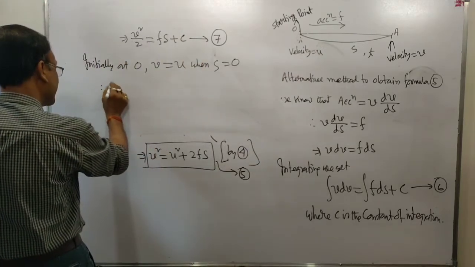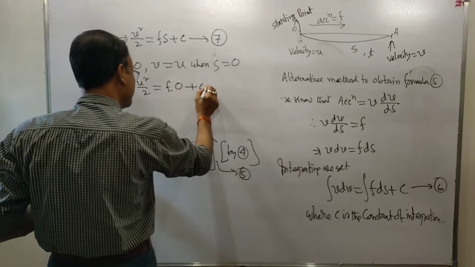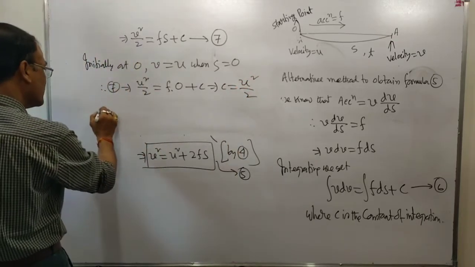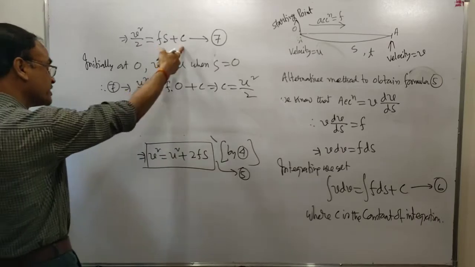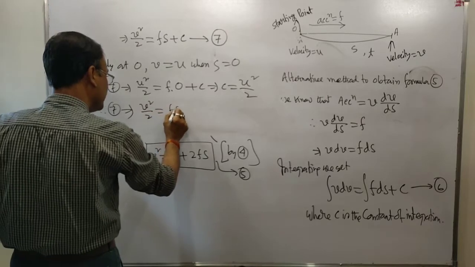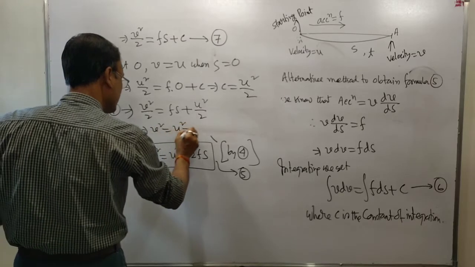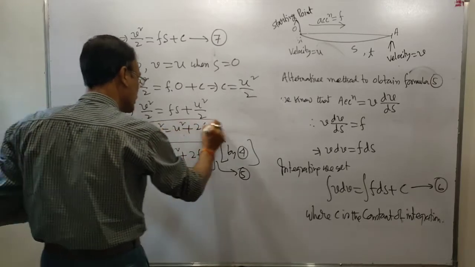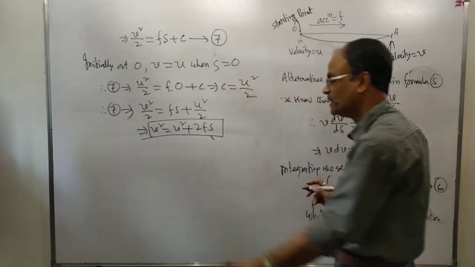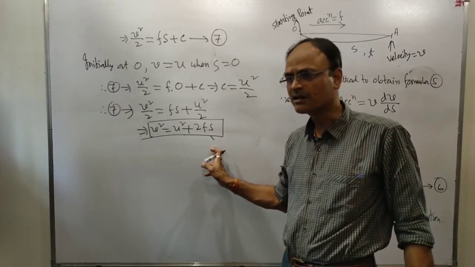Therefore, from 7 you will get u square by 2 equal to f into 0 plus c. This means c equal to u square by 2. Putting the constant of integration in 7, v square by 2 equals fs plus u square by 2. This means v square equals u square plus twice fs. In this way also, you can find this formula. You should remember all these formulas.